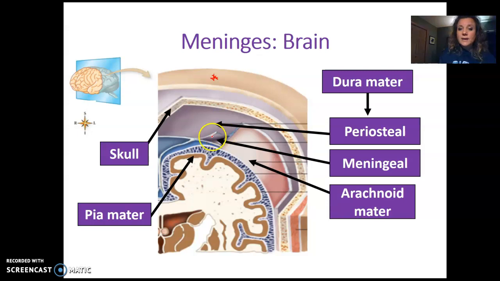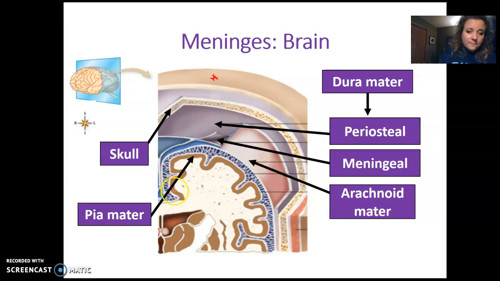But what we're looking at in this first part, you can see how it's kind of peeled away. That's called the periosteal layer. It lines the inside of the bone, so periosteal, around the bone. So it's lining the inside of the skull. The deeper layer is called the meningeal layer. Next, we have this pinkish layer. This is called the arachnoid mater.